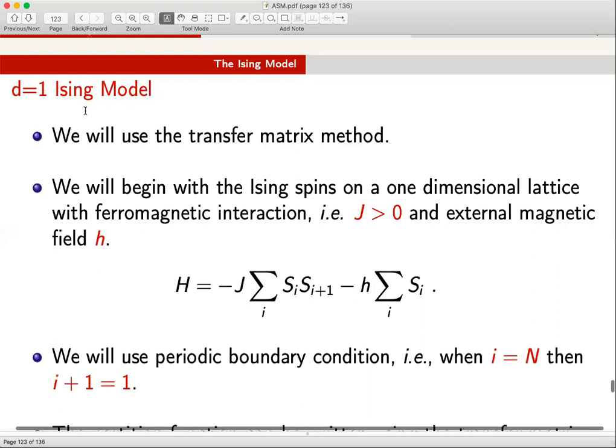We will study the 2D Ising model also, not today, but in the next class, we'll hopefully start that. But I will not use the transfer matrix method there. I will use one more method so that in the process, you will learn two different methods of solving.